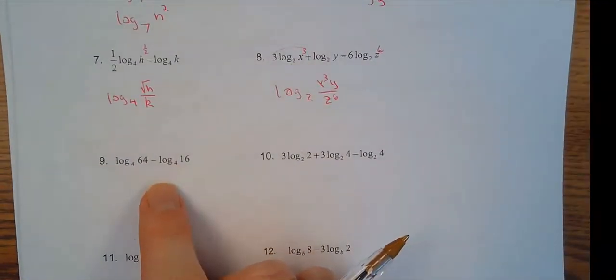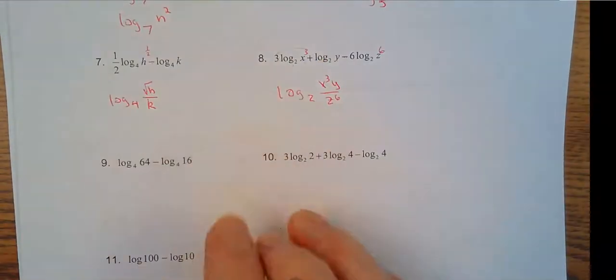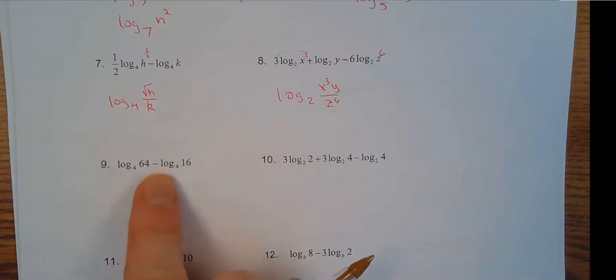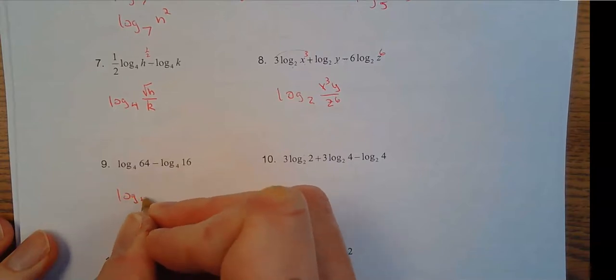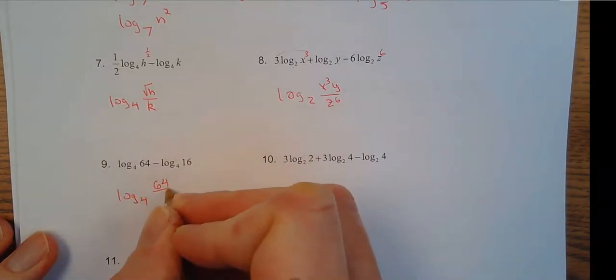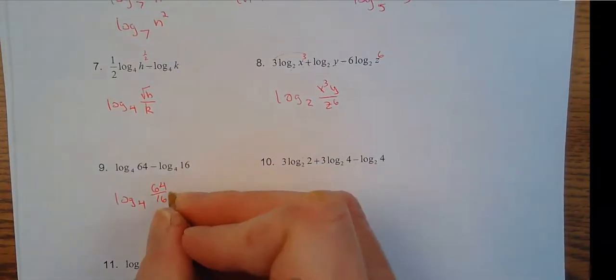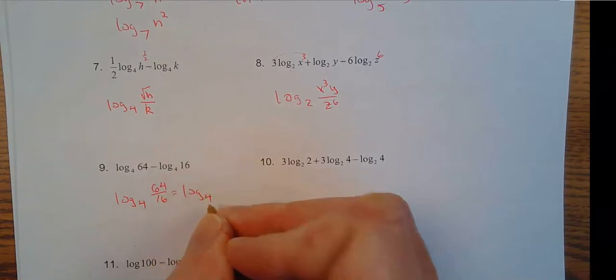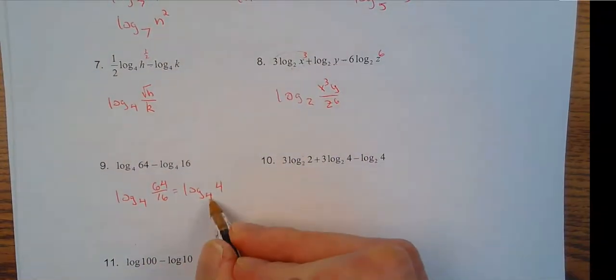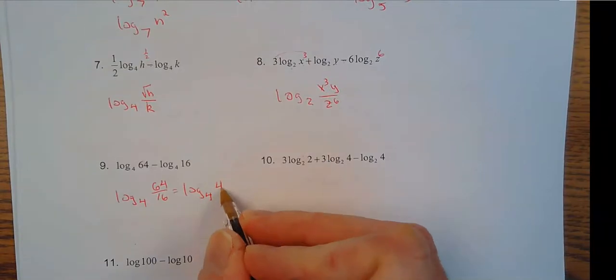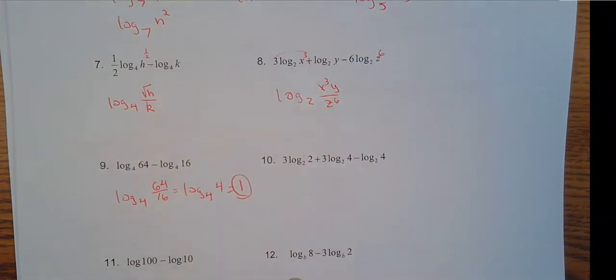This one here, now be careful, we had a lot of letters up here, so nothing could happen. We couldn't simplify it, but here I've got all numbers, so I might be able to do some simplifying. So these are both log base 4, and then it'd be 64 divided by 16. Well, 64 divided by 16 is 4, and now this is saying 4 to what power equals 4, and so that would equal 1. So I could actually get down to a single number on this one.